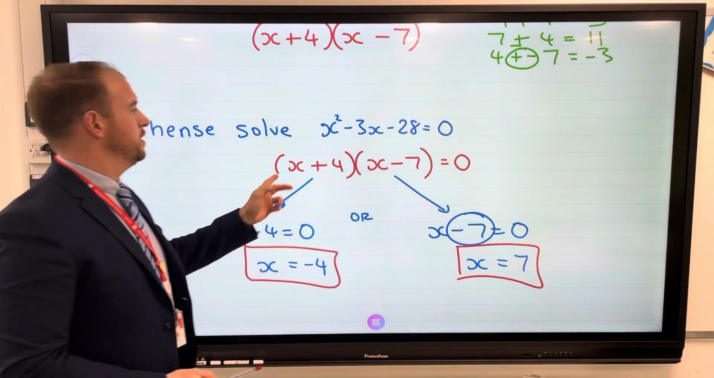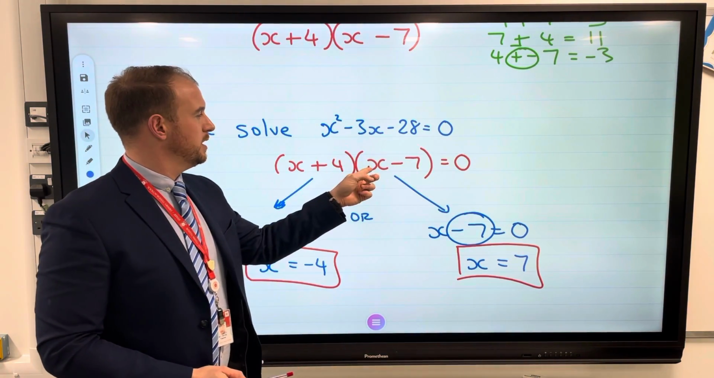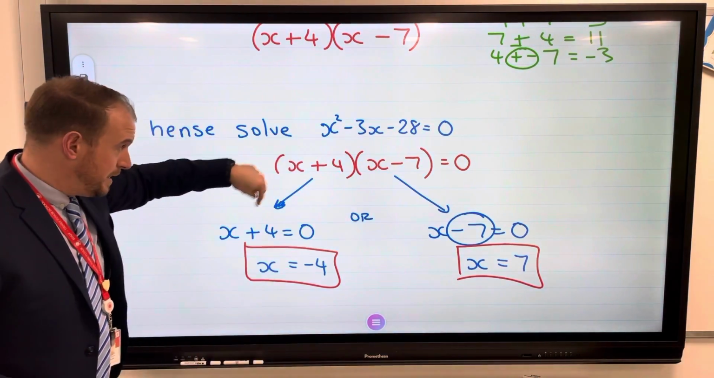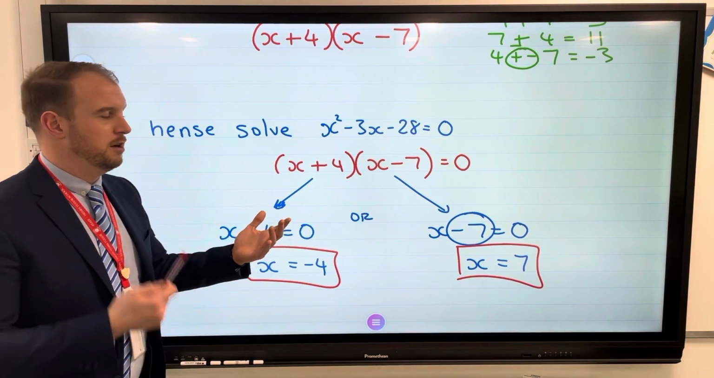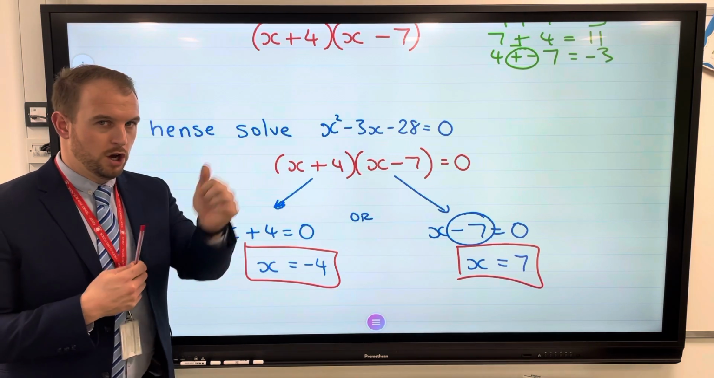And then we have to use your factorization, set it equal to 0, split it off to both equal 0, then use one-step equations, using the inverse to solve. Hope it helps. Have a go.